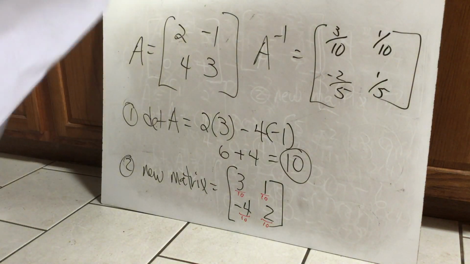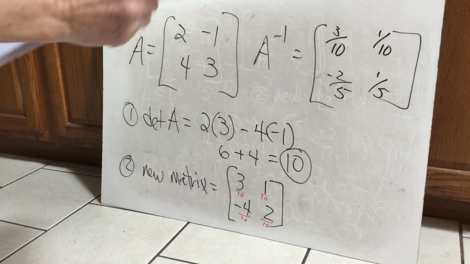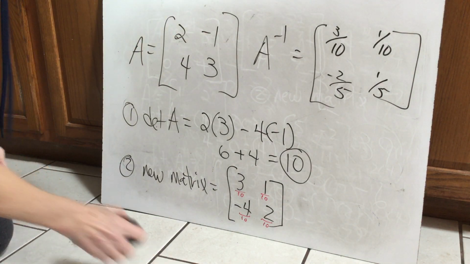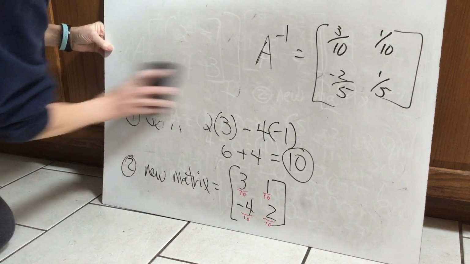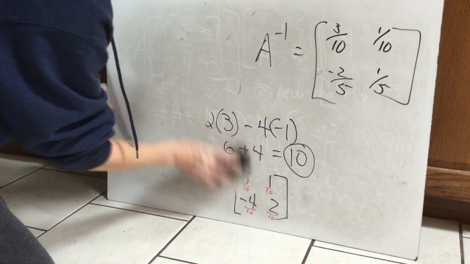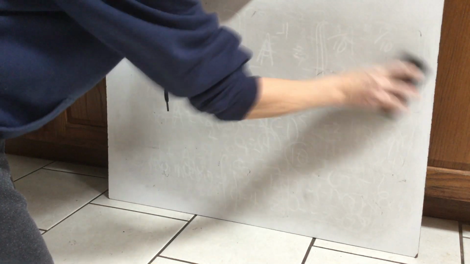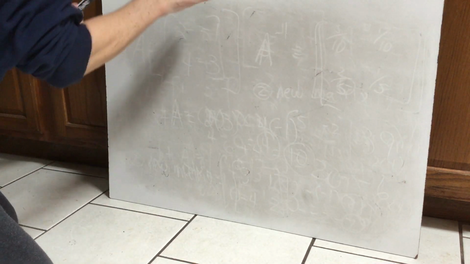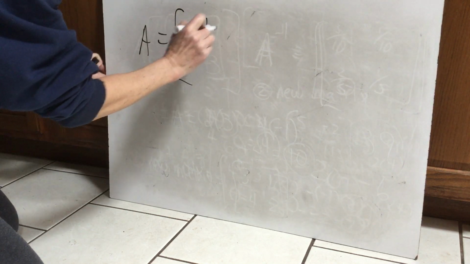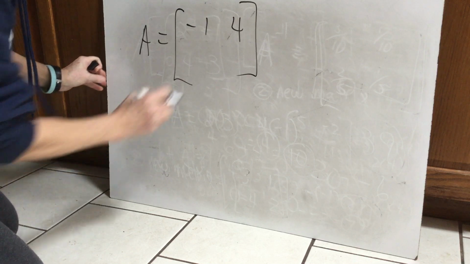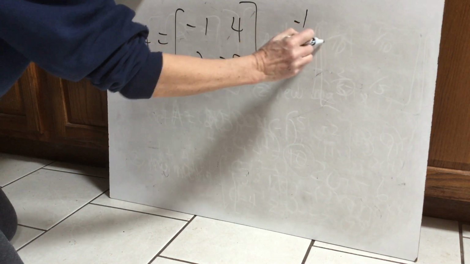You're thinking, oh my gosh, I can't stand anymore. Yes, you can. You have one more. So now we're going to find the inverse. One more. So we have matrix -1, 4, and 2, -8. Okay, we're going to find the inverse.